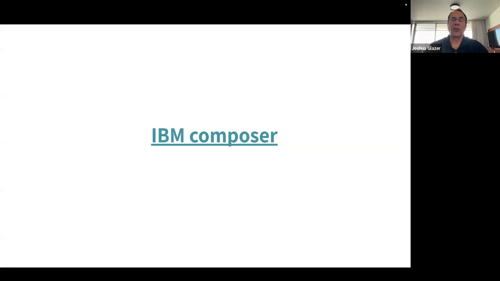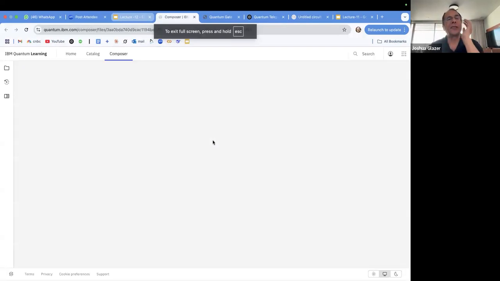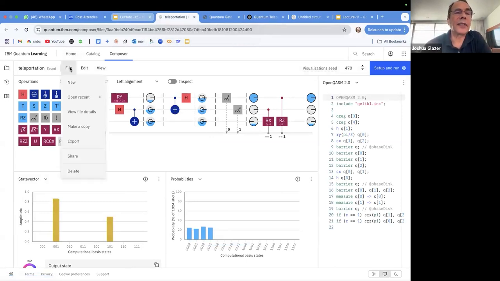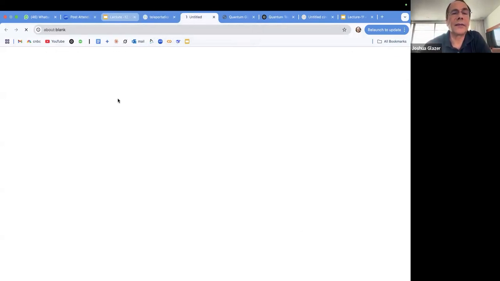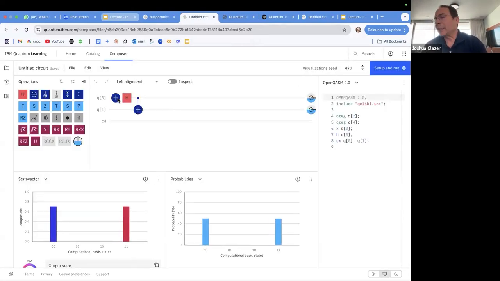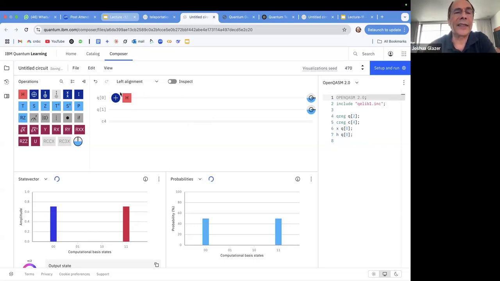Great. So let's do a little bit of IBM Composer. It's not the best simulator out there. The reason I like it is because, specifically, this composer can connect to IBM Cloud. And what it means is that you can actually run things on a real computer. So let's start with some very easy things.